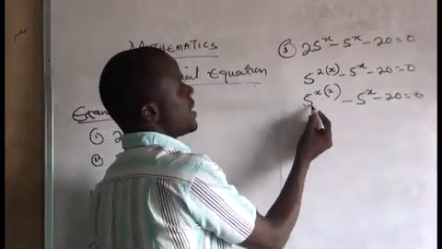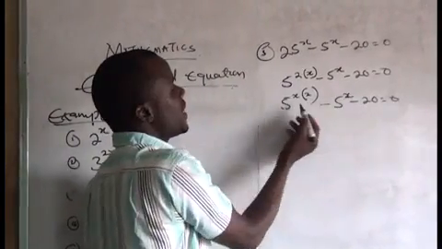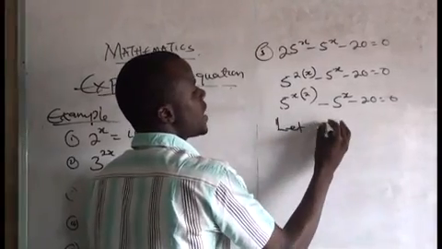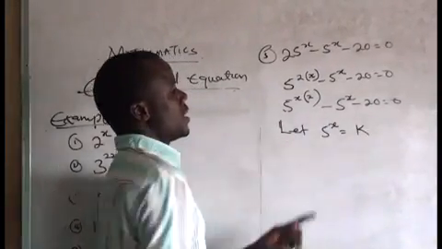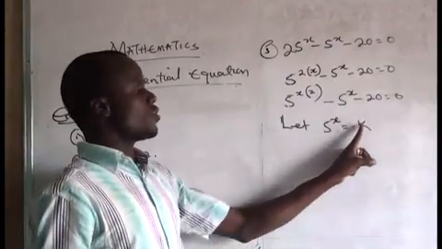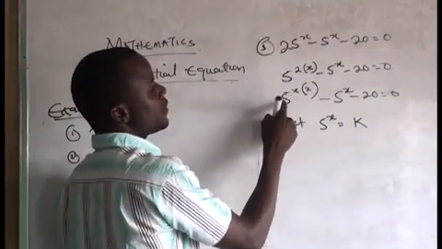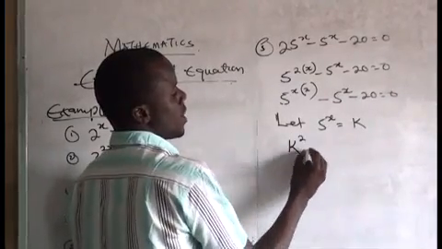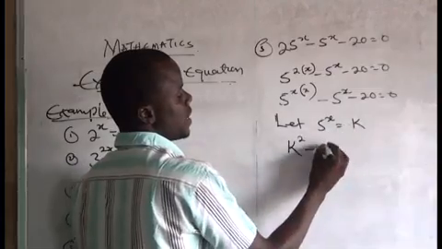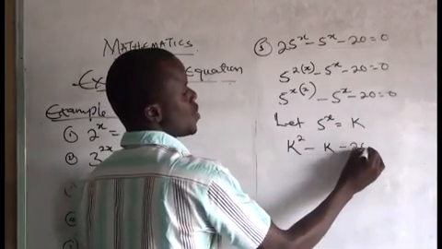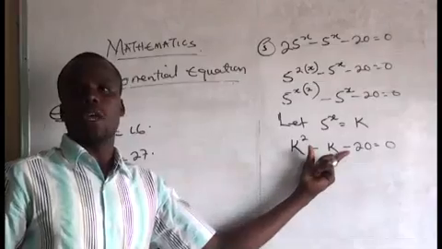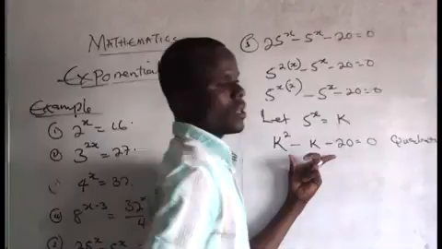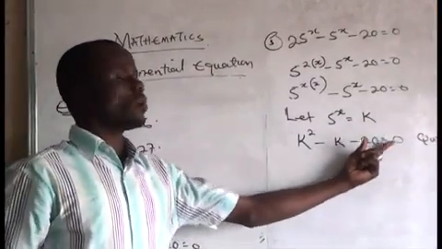Then here we say, if you look at here, we have 5 to the power of x. Here also we have 5 to the power of x. We say let 5 to the power of x equal k. Wherever we see 5 to the power of x, we now put k. Then here we have 5 to the power of x, which is k. Then we say it has the power of 2. Minus 5 to the power of x, which is another k. Then minus 20. This has now become a quadratic equation. That is k squared minus k minus 20 equals 0.